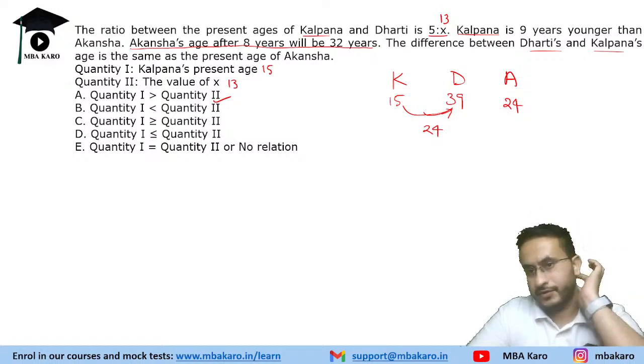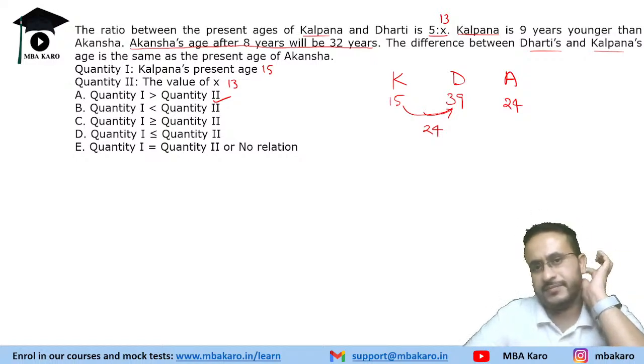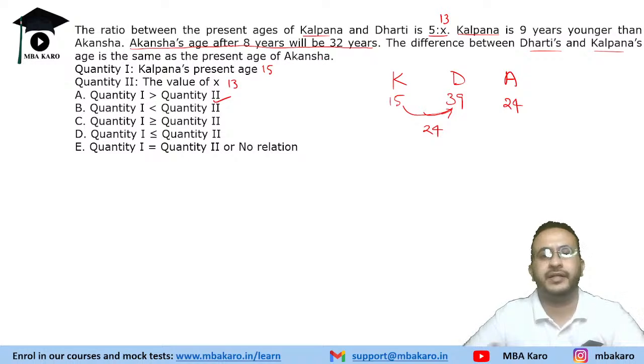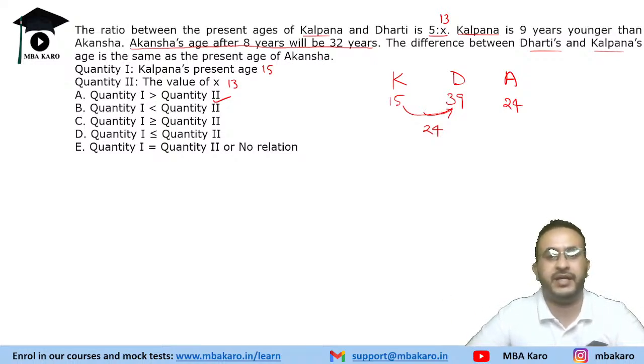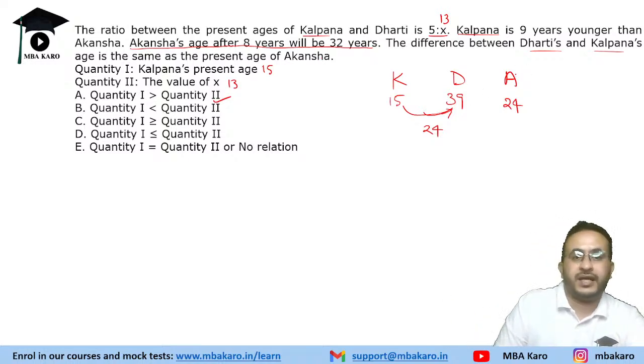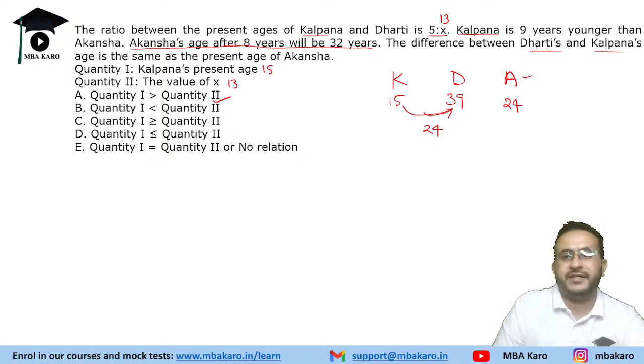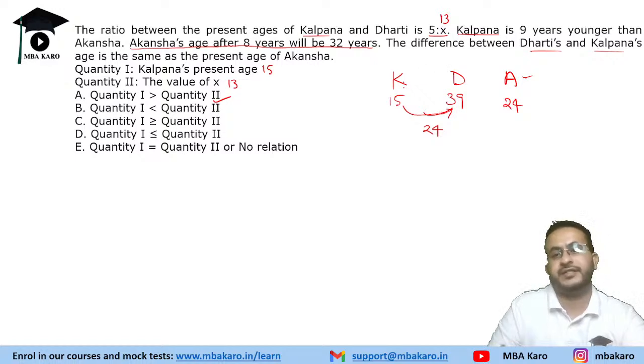Got it? So it was just the statements that you had to read. It looked complicated, but it wasn't, because Akansha's age was given after 8 years, so you can find the present age. The difference between Dharti and Kalpana is 24. Kalpana is 9 years younger than Akansha, so we get Kalpana's age also, then Dharti's age can be found.